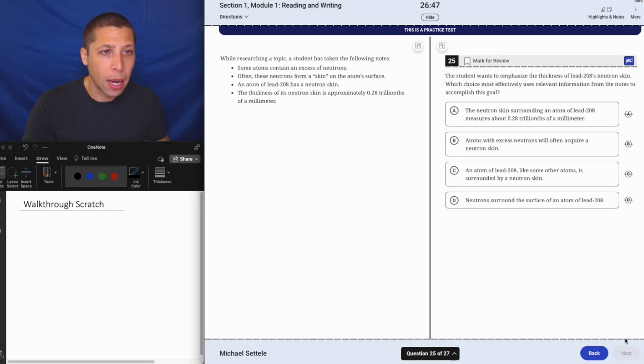That's a hard one. Okay, for these ones, don't read the bullet points. Just go right to the question. The student wants to emphasize the thickness of lead-208's neutron skin. All right, so the neutron skin acquiring an atom of lead measures about 0.28 trillionths of a millimeter.